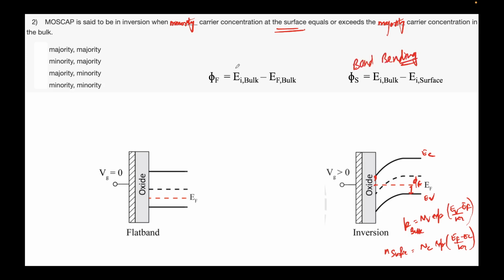Phi F denotes essentially your doping. Because remember, it's the difference between EI bulk, which is constant, it will lie at the mid gap of EC and EV. EF will be decided by the doping, right? So essentially phi F denotes how much doping you have. Phi S denotes how much the bands have bent. Okay. So what we formally define is that this entity is, sorry, 1 second, I had made an error.